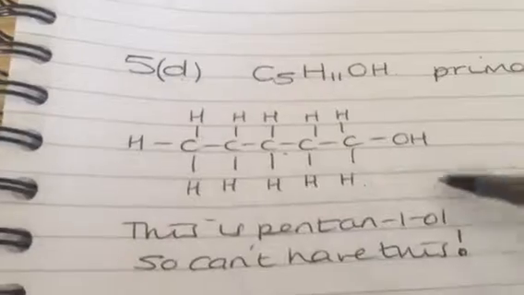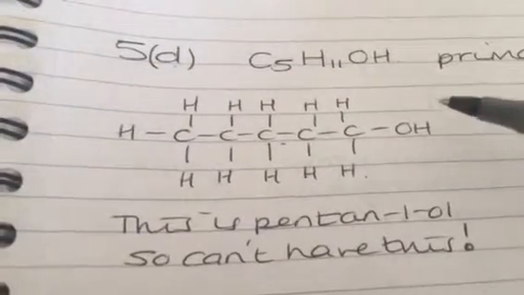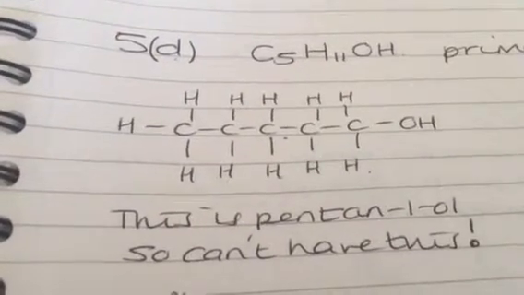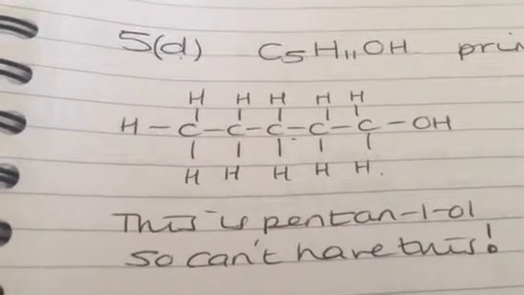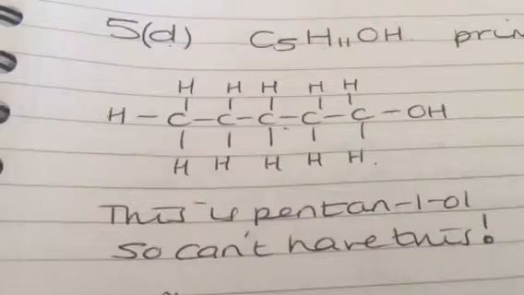So what I've done here, first of all, I've drawn out pentan-1-ol. If you draw out pentan-1-ol, you can't have the marks because that is what we were starting with. It's asking us for an isomer of pentan-1-ol.